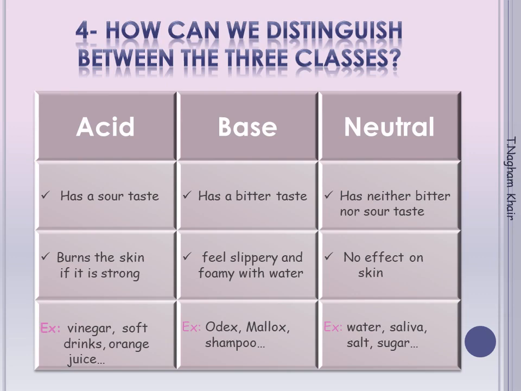Some examples of acidic compounds: vinegar, soft drinks, orange juice. Other examples of basic compounds: Odex, Malox, which is used for stomach burning, shampoo, etc. And examples of neutral compounds: water, saliva, salt, and sugar.